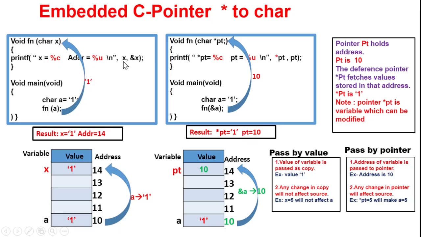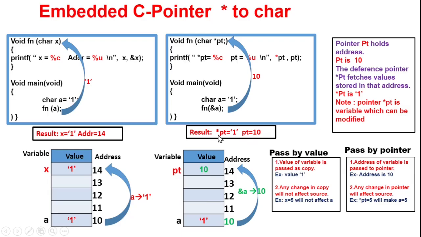Now we are checking the value. What is x? x is 1. What is the address of x? It's 14. Now in this case, void main, char A equal to 1. Same thing, the address is 10. Instead of sending 1 directly, we are passing the address. So the address of A, which is 10, will be passed and stored in the pointer variable. The pt can hold the value 10. So when we ask for star pt, at 10 what does it have? 10 has the value 1. So that we will be getting.